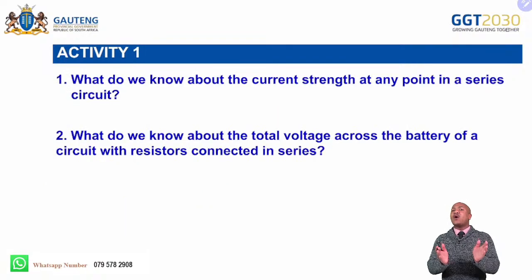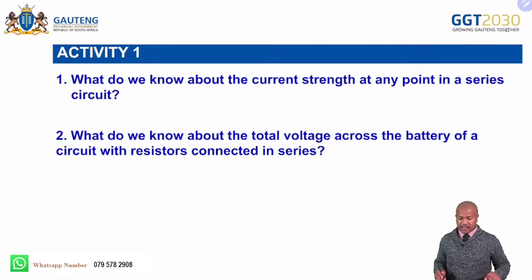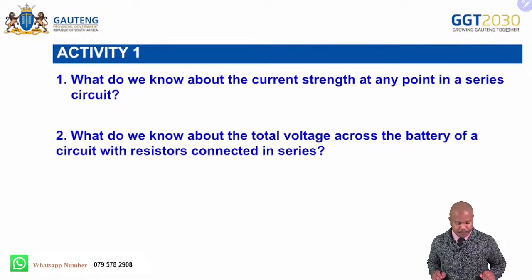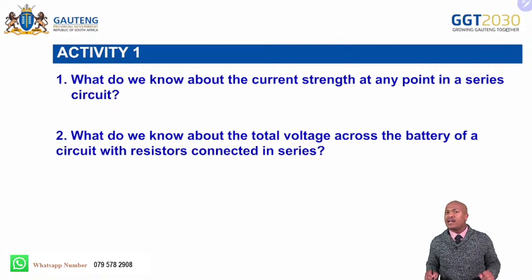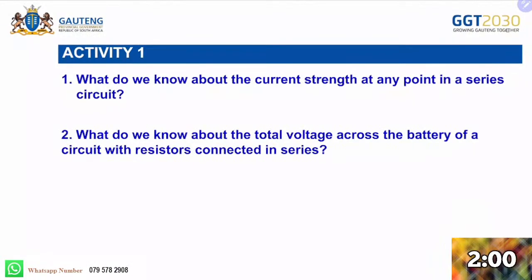So now, here we have activity 1. It is 2 questions, and I'll give you 2 minutes to answer activity 1. First of all, let's go to the questions. It says, what do we know about the current strength at any point in a series circuit? Then number 2, what do we know about the total voltage across the battery of a circuit with resistors connected in series? Let's meet again after 2 minutes.